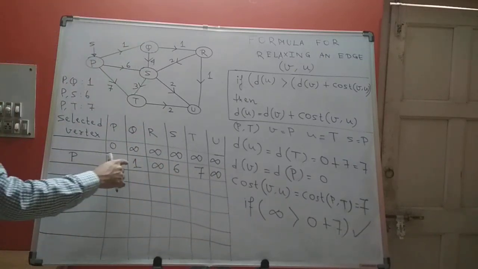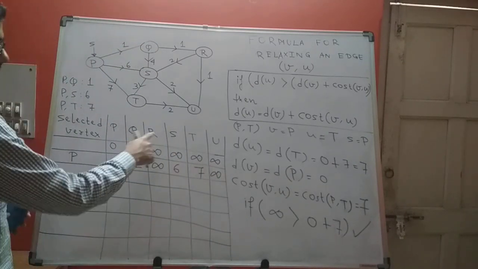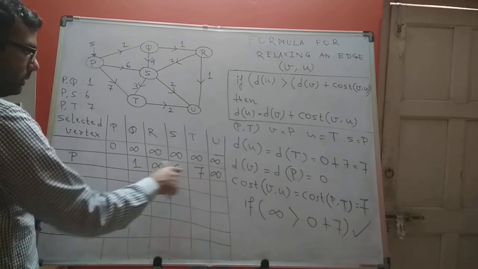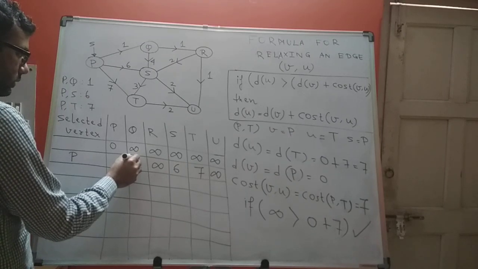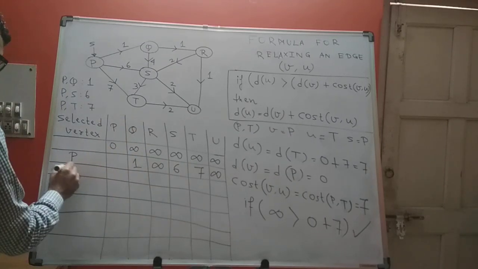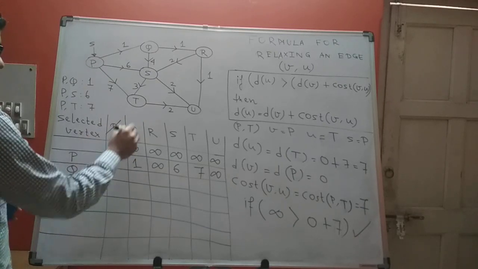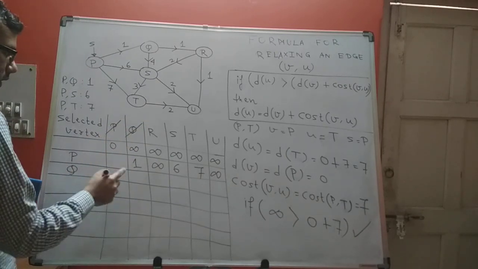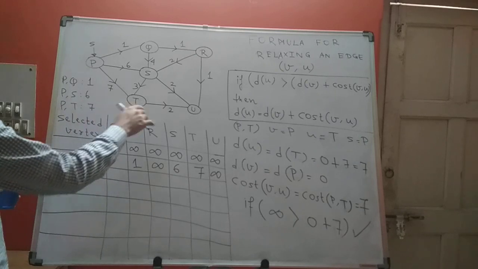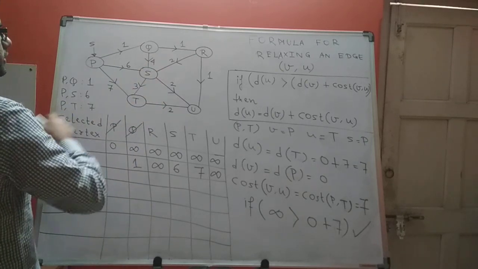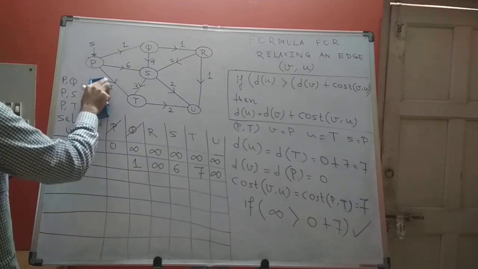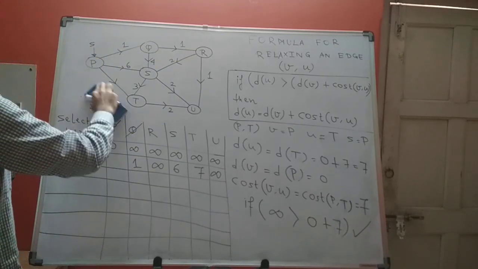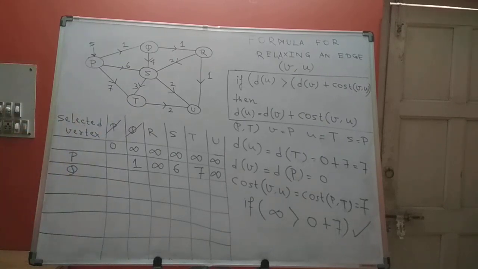Now out of these 5 vertices, the minimum distance is that of q. So what will I do? I'll select q. P has already been selected. Now after selecting q, I'll see all outgoing edges from q. How many outgoing edges are there from q? I have an outgoing edge to r and an outgoing edge to s. So let's write down the outgoing edges from q to the remaining vertices.